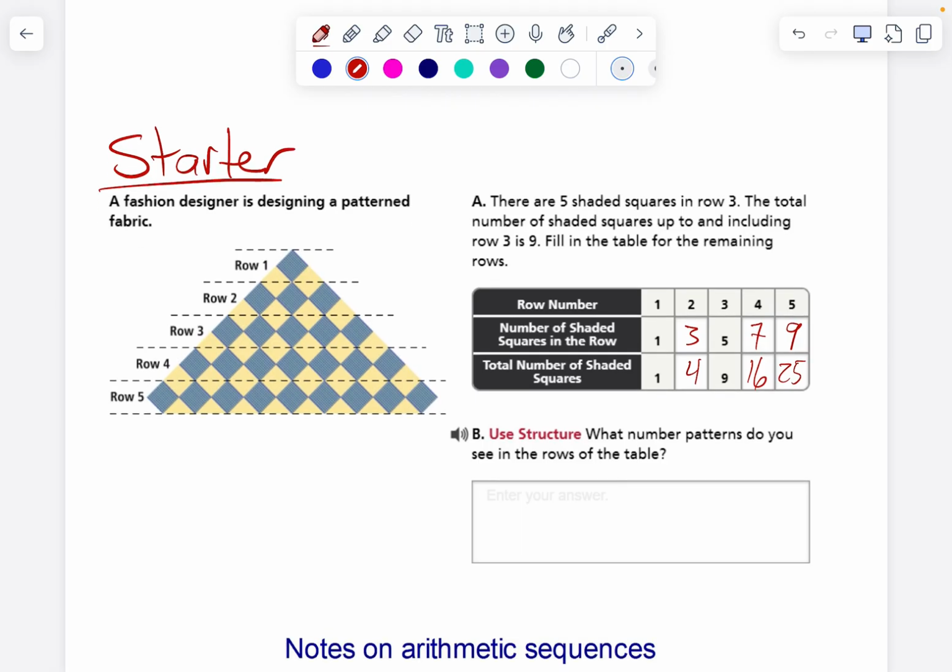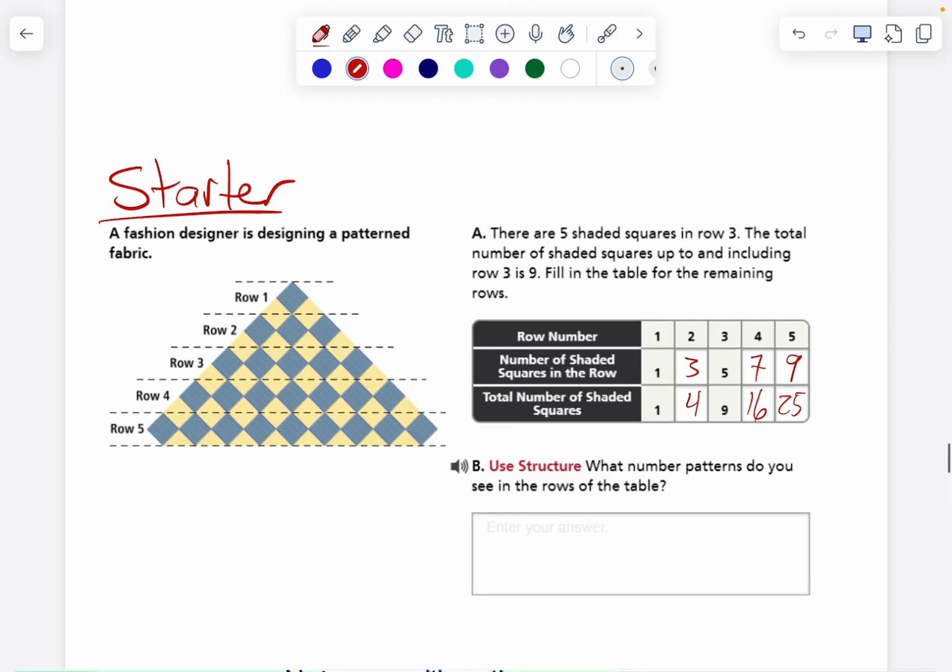Okay. So part B says, what number patterns do you see in the rows of the table? So rows again, sideways. Yeah, Jack. I think it's actually Pythagorean theorem because the total number of shaded squares in row 1 plus the number of shaded squares in row 2 is equivalent to the total number in row 2, then the total number in row 2 plus row 3's number equals the total number in 3, etc.